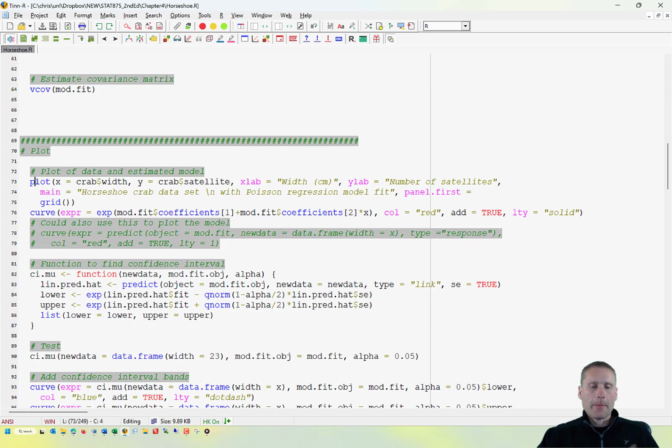So to do that, I'm going to use the plot function. The x argument is going to be the width of the crab. The y argument is going to be the number of satellites. I'm going to put a nice x-axis label and y-axis label. My main title of my plot is Horseshoe Crab Data Set with Poisson Regression Model Fit.